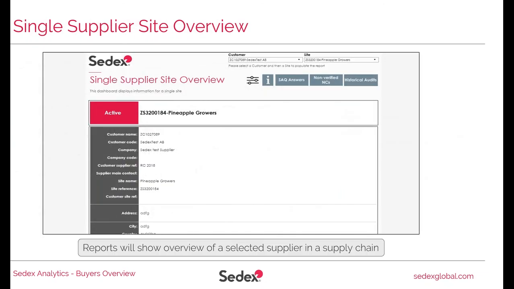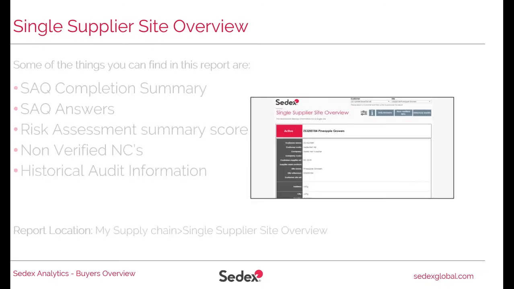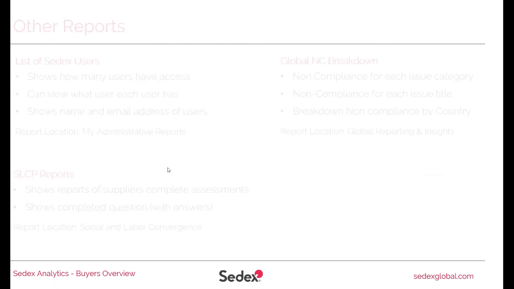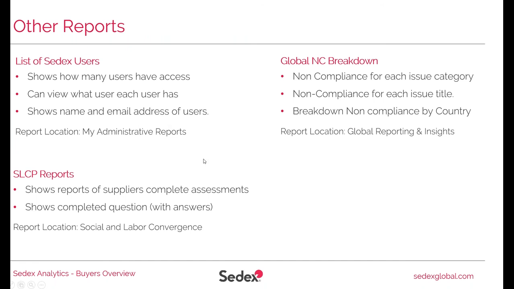Other reports you can run is the single supplier sites overview. So this is a good one just to look at a specific supplier as opposed to seeing all suppliers. Yeah, so other reports you can run is a list of your own Sedex users, sorry, within your organization. So this is a good report to run to see if there are any employees that may not have access or don't need access, they might have left. You can run a report on that.